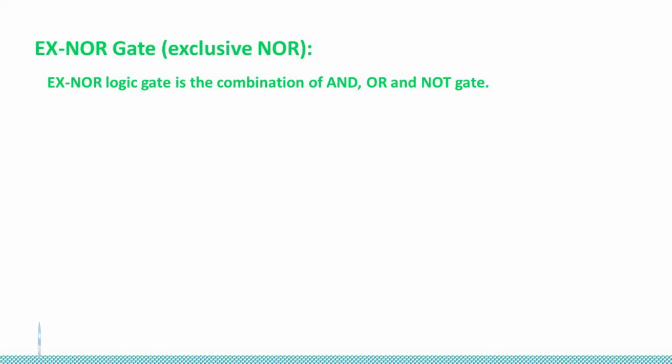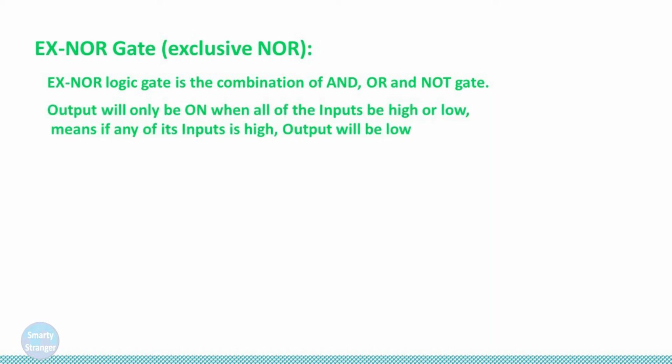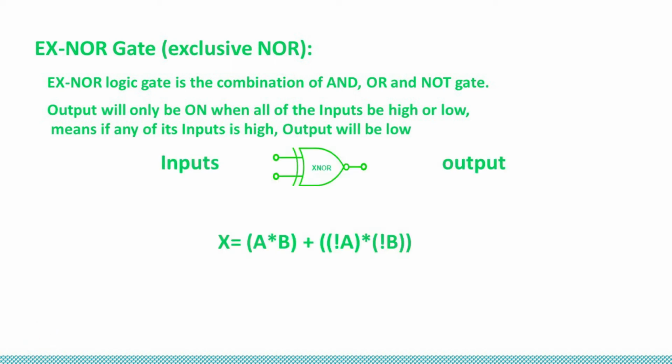Now we take a look on XNOR gate. XNOR logic gate is the combination of AND, OR, and NOT gate. Output will only be on when all of the inputs are high or low. Means if any of its inputs is high, output will be low. Symbol for XNOR gate is. Formula for XNOR gate is X is equal to A asterisk B, plus A NOT asterisk B NOT.